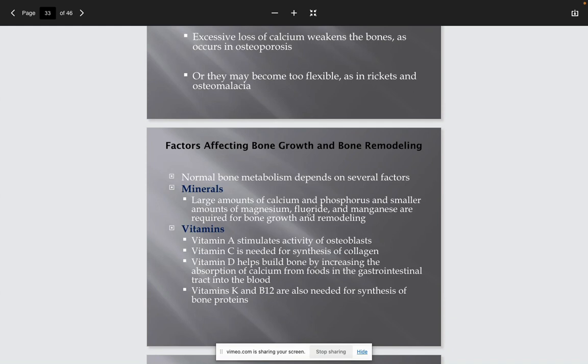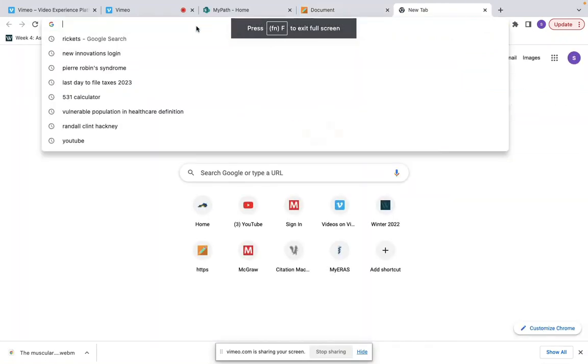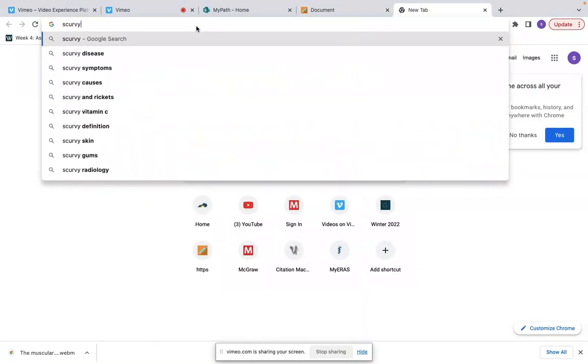Vitamin C is needed for the synthesis of collagen, right? Collagen is also going to be an important component of bone growth, right? Bone is made up of type 1 collagen. It's the strongest of the collagen types. There's 4 different types. Vitamin C is needed for the synthesis of collagen. And I said vitamin C deficiency. If you remember, if you had me for Bio 112, I told you there was a disease that resulted from vitamin C deficiency, and I wanted you to know this, and it was called scurvy.